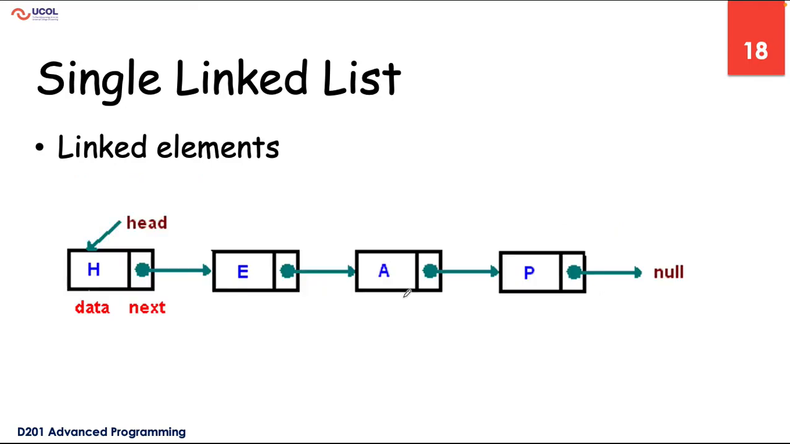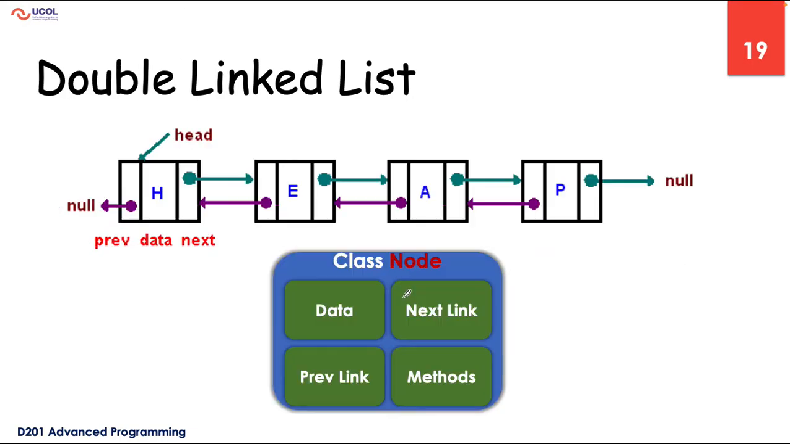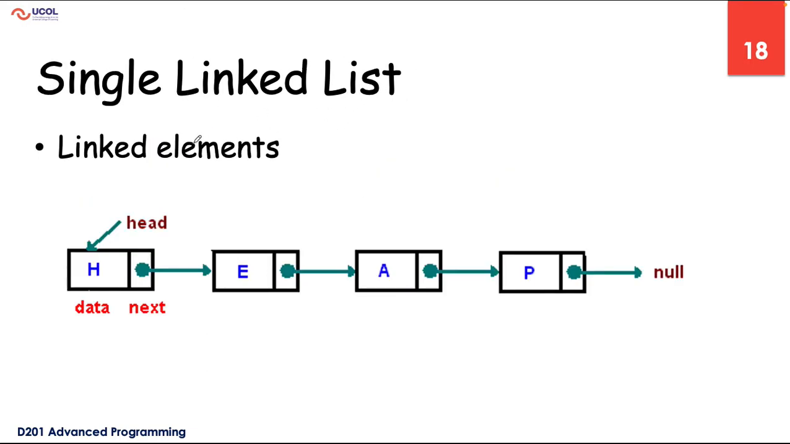We start with the head, and then we have linked list elements: the data, the operations, and a linked part which links to the next one. The last element has a null pointer in that linked part. It means that is the end of this linked list.